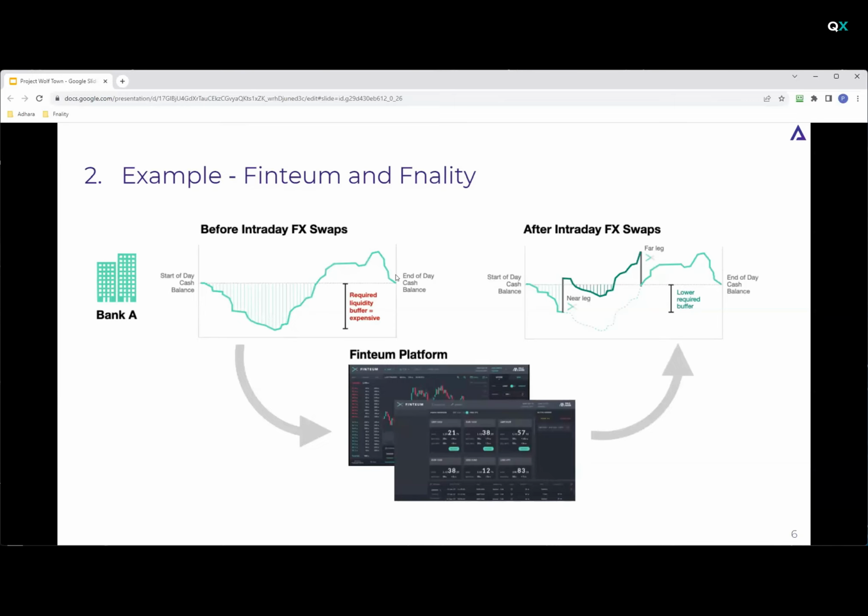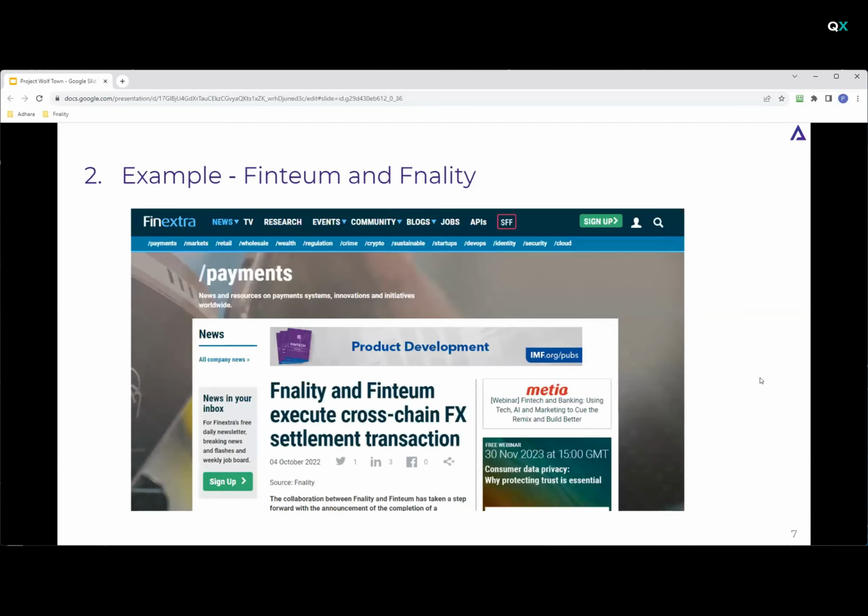Now, as I said, in the old days, people would only really look at the end of day cash balance, but more and more regulators and banks are interested in this position over here. And so by being able to do an intraday FX swap, they can swap a currency that they happen to be long in for a currency they're short in. So you can see here's the near leg and the far leg of the swap, and it smooths their curve out dramatically and enables them to fall within the lower required buffer, which is now either stipulated by the regulator or stipulated by the bank. So a practical example of something that's already in place.